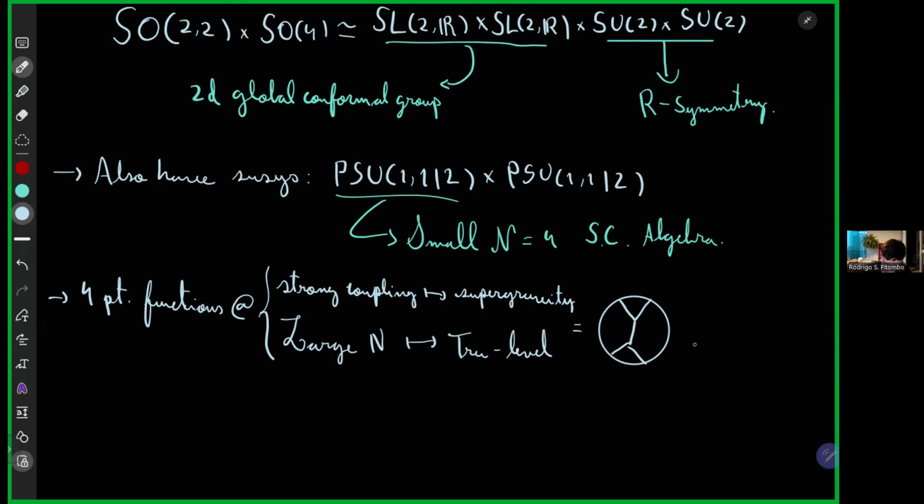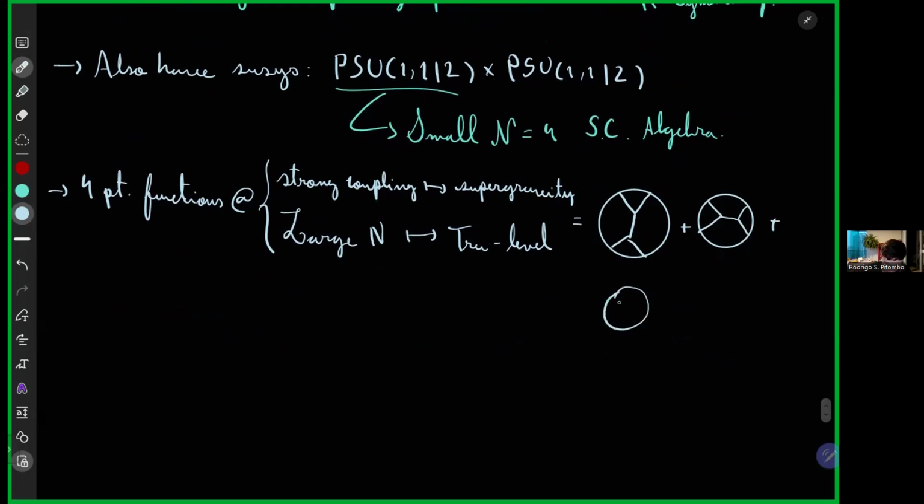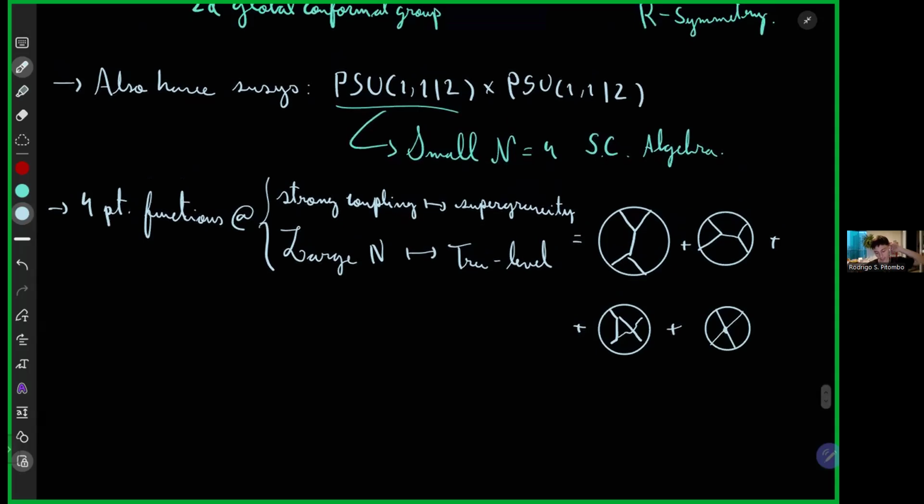We have a sum of exchange diagrams on different channels, of course. So the last one is the U channel, which is something like that. And we can also have some contact diagrams, but that's the most general thing we can have at tree level, at least. But as I said, we can compute them in principle by Witten diagrams.